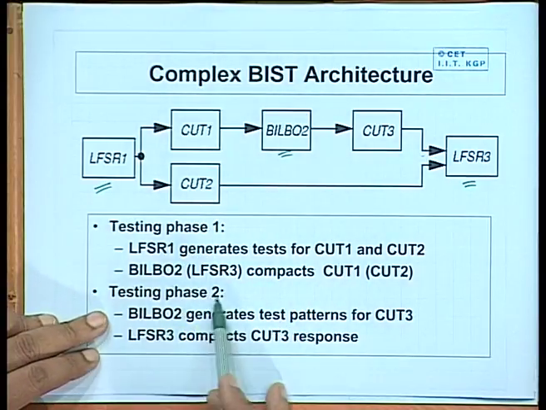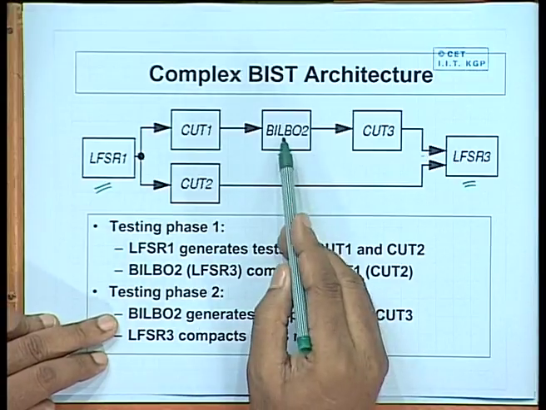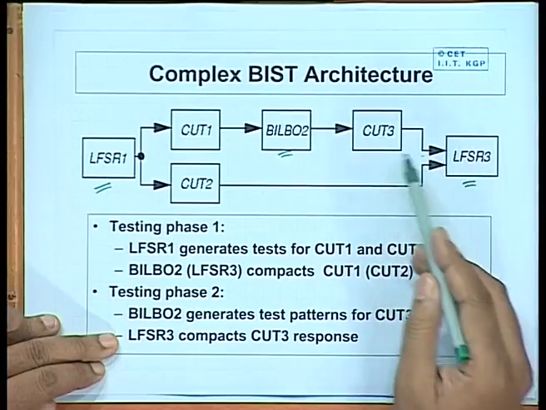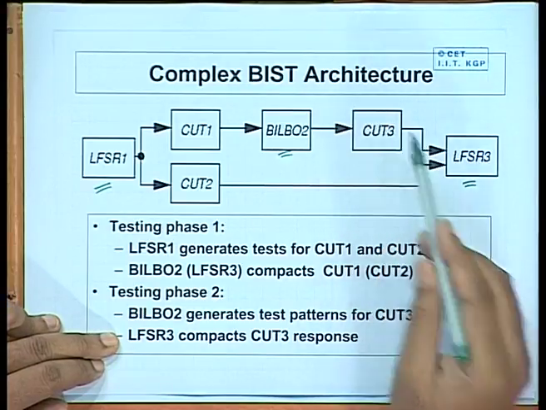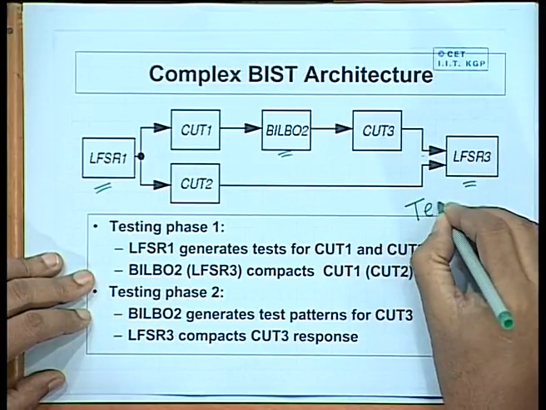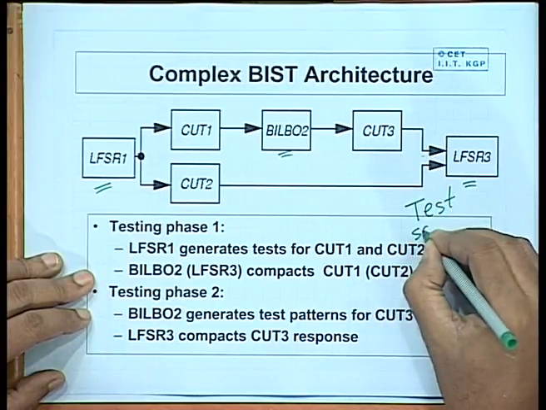Now, after that, in the testing phase 2, BILBO 2 can be generating the patterns and LFSR 3 can be compacting, so that you can test this CUT 3. Now, this process is actually called test scheduling.